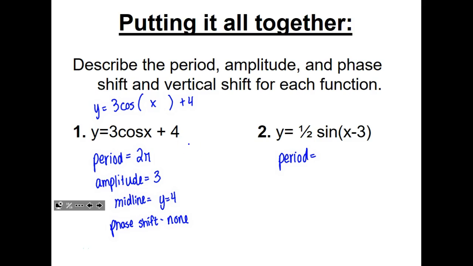Okay, so let's look at the second one. Hannah, what's the period for the second one? It's 2 pi. If it was going to be changed, it would be changed by the number in front of that x right there, but you don't have a number in front of that x. So it's just 2 pi. Nathan, what's the amplitude? Very good.